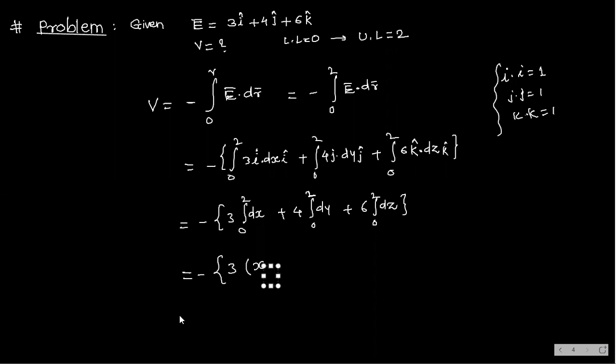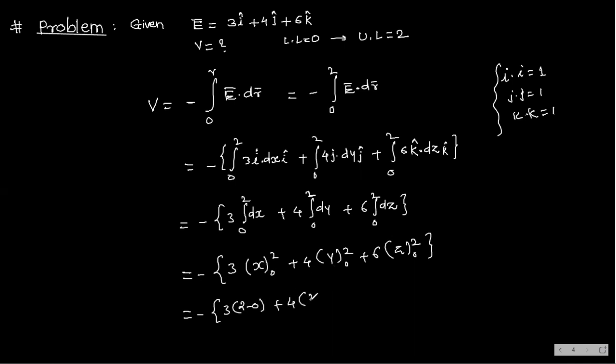Yes, sir. So here it is 0 and 2 plus 4 into y, 0 to 2 plus 6 into z. Put upper limit, subtract lower limit. This is what? 2 minus 0 plus 4, 2 minus 0, and 2 minus 0 plus 6. Tell me, how much will you get?